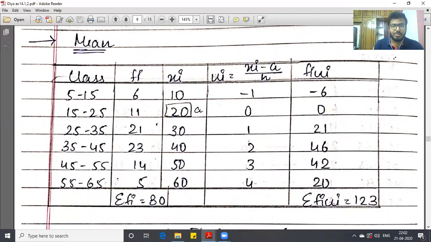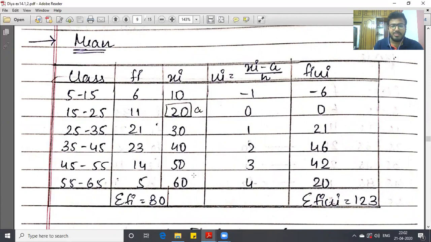Now we are doing the xi method. So xi first, how you have to find it: upper limit plus lower limit divided by 2. So 15 plus 5 divided by 2. 15 plus 5 is how much? 20. 20 divided by 2 is 10. So the class difference is 10. Just keep adding 10: 10, 20, 30, 40, 50, 60.